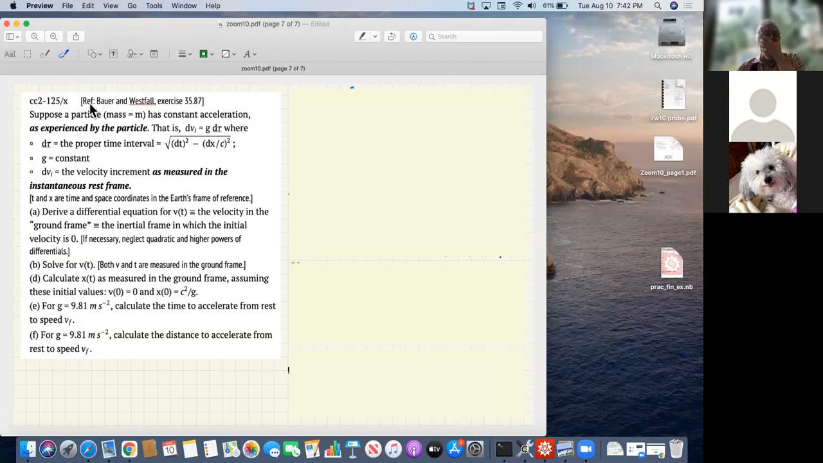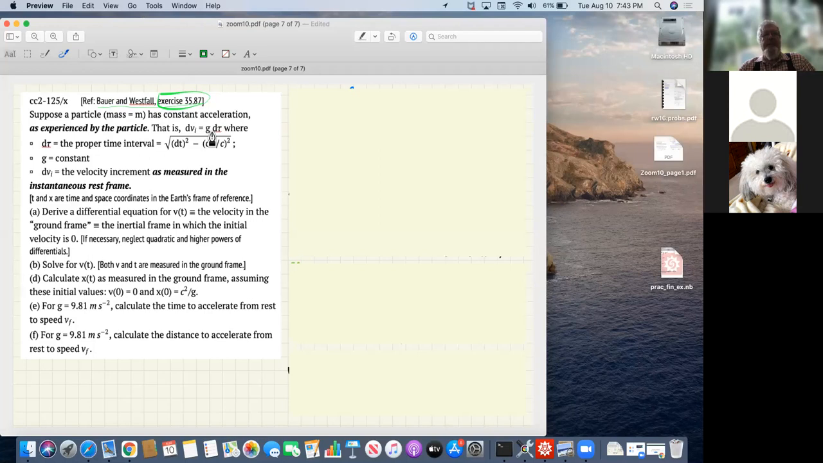It's a problem taken from the textbook. It's exercise 87 in chapter 35. It's a little more difficult than the other problems. Suppose a particle, let's just say it has mass m, has a constant acceleration. That's the acceleration as experienced by the particle.